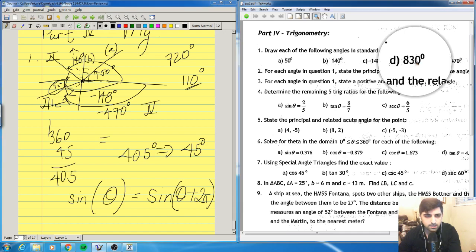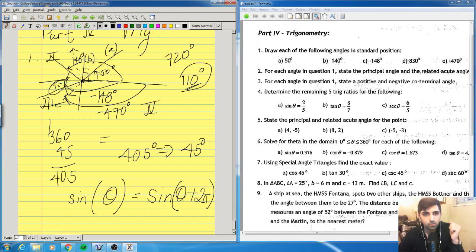And what about 830 degrees? 830 degrees was the same as 110 degrees, right? We covered that. So that is 110. And negative 470 is negative 110. So negative 110 would leave a gap of about 80 degrees here. So it would be 180 plus 80. That is what, 260? Right? So that's the number.